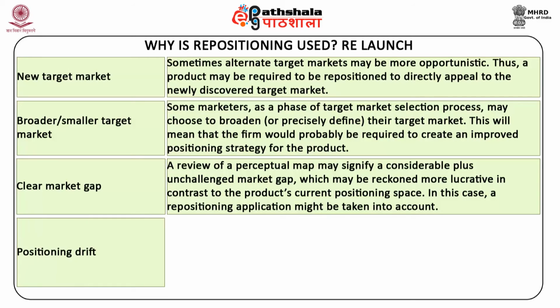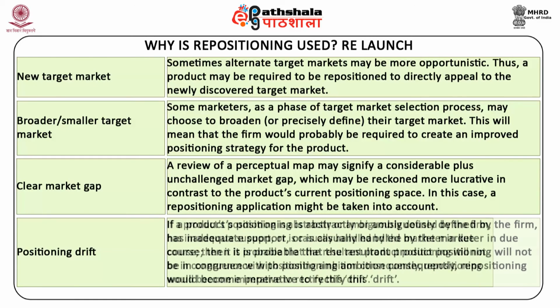Next, positioning drift. If a product's positioning is abstractly or ambiguously defined by the firm, has inadequate support, or is casually handled by the marketer in due course, then it is probable that the resultant product positioning will not be in congruence with positioning ambition. Consequently, repositioning would become imperative to rectify this drift.